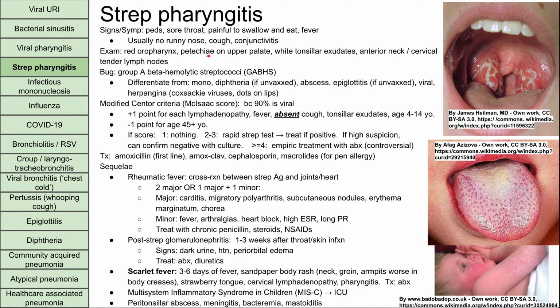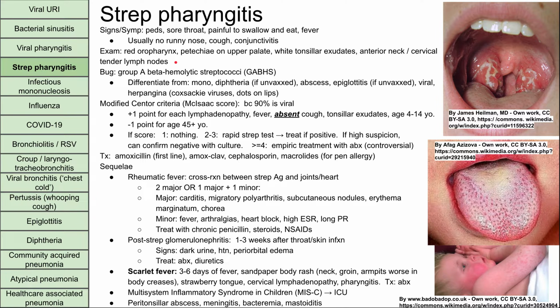You could see petechiae on the upper palate, white tonsillar exudates. So I'm showing that here. These are white tonsillar exudates. This is a pretty extreme picture. You'll probably not frequently see it this bad. It might just be red oropharynx or pharyngeal hyperemia. You can also see anterior neck and cervical tender lymph nodes on exam, on palpation of the neck.